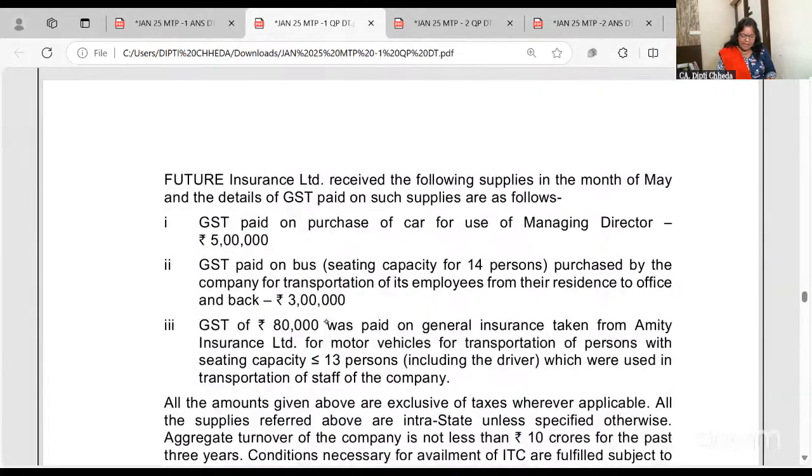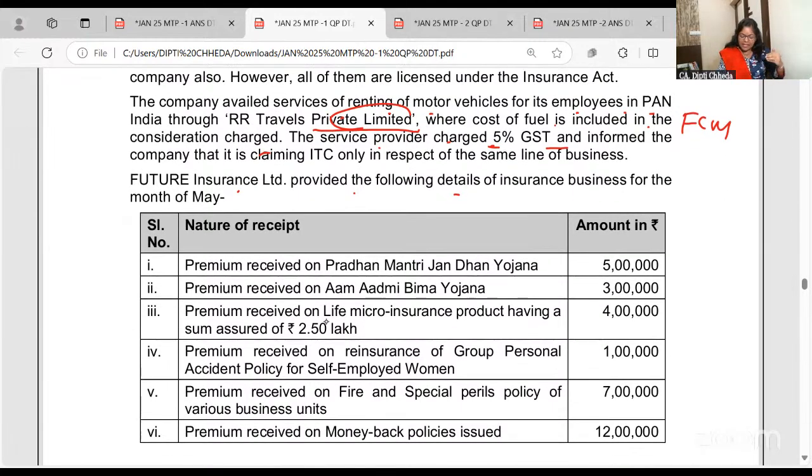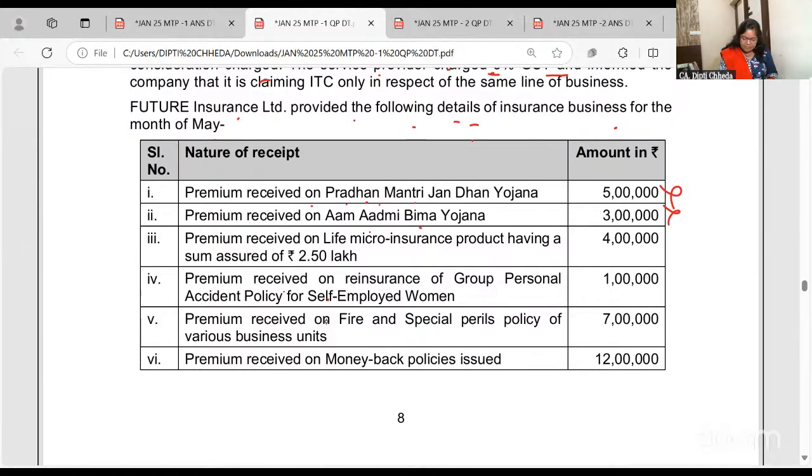Now for taxable supply, I'm reading the second para. Future provided the following details. What kind of services they have given? Let us check one by one. So they have given insurance services, and they have received premium under Pradhan Mantri Bima Yojana, Aam Aadmi. These are exempt. In the exemption chapter, if the insurance company is receiving the premium for these schemes, it is exempt. Premium received on reinsurance of the group insurance policy for self-employed women. Yeah, that is also exempt.